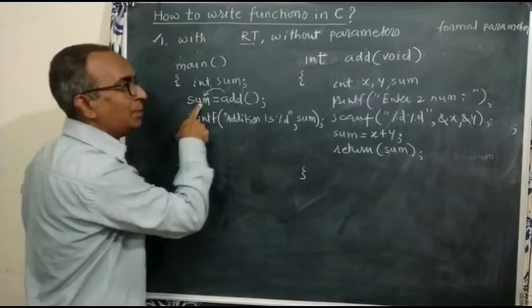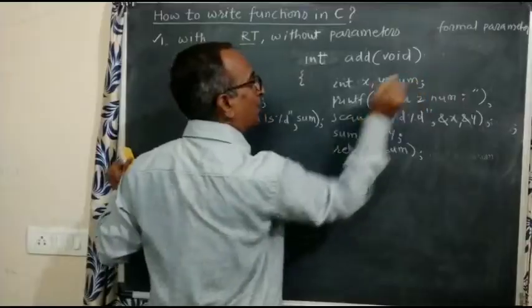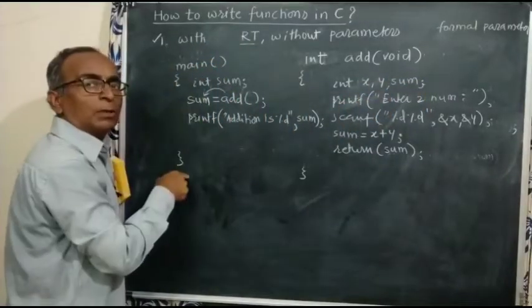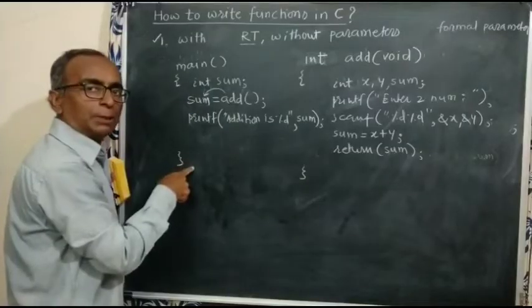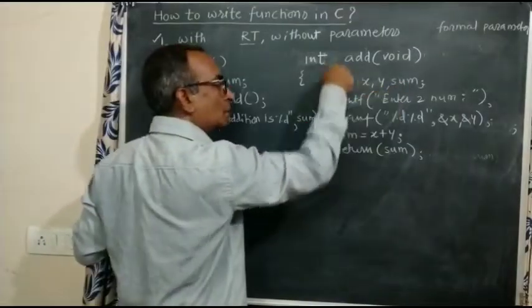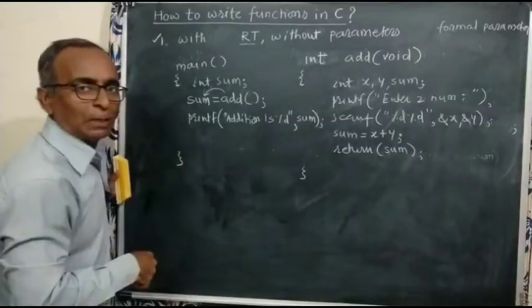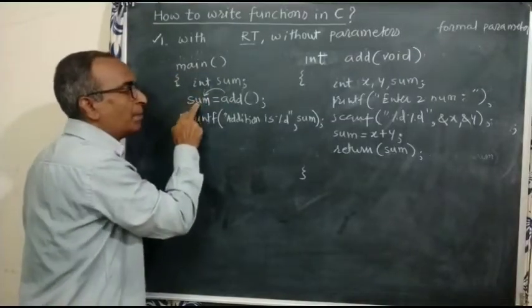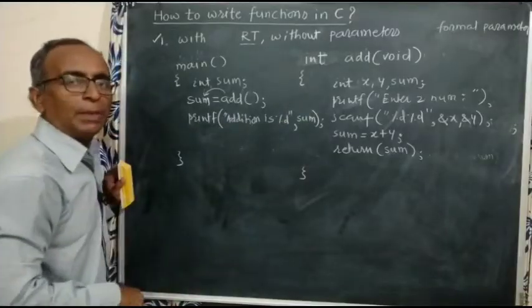And then this sum is different, this sum is different. Keep in mind, this sum's scope and visibility is this function only. So it will give to this sum, the main sum, and the sum will be printed.